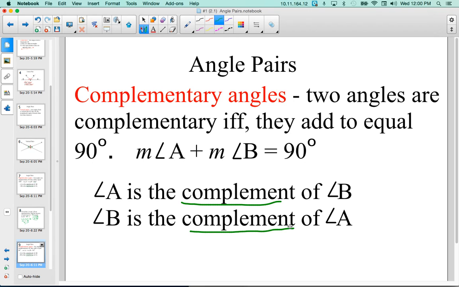A good way to remember, because this is when people get confused between complementary and supplementary: think about the first letter of each word. C comes before S, and 90 is smaller than 180. So because C comes before S, C goes with the 90. S, supplementary, goes with the 180. If you are getting confused, just think alphabetically and then numerically; they go in the same order.